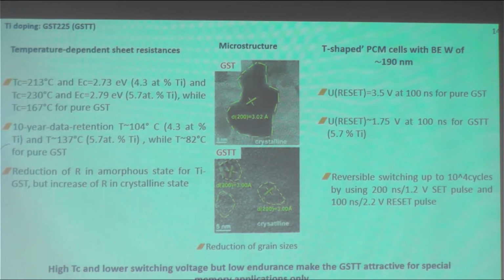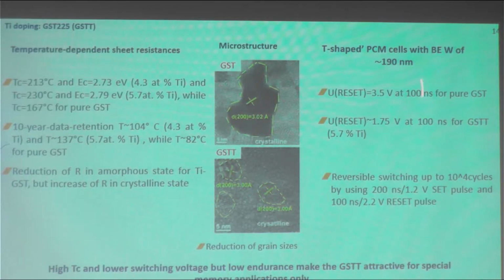Looking at the microstructure, the introduction of titanium to the GST affects the microstructure, so it reduces the grain sizes of the crystalline phase. Here is the GST with typical grain size between 10 and 20 nanometers, and here the grain sizes of such titanium-doped materials can be reduced to 10 nanometers, like here.